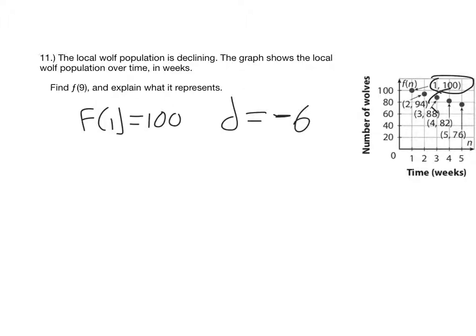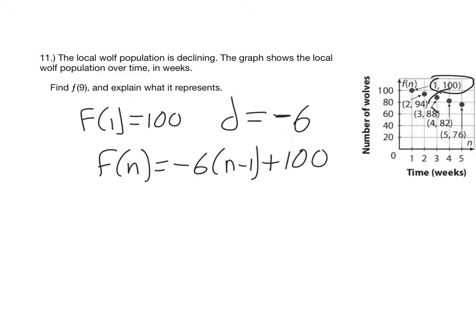We have enough information to write an explicit rule. That's going to be f of n equals your common difference, which is -6, times n minus 1, plus your first term, which is 100. But this time, though, it's asking us to find f of 9, and explain what it represents.